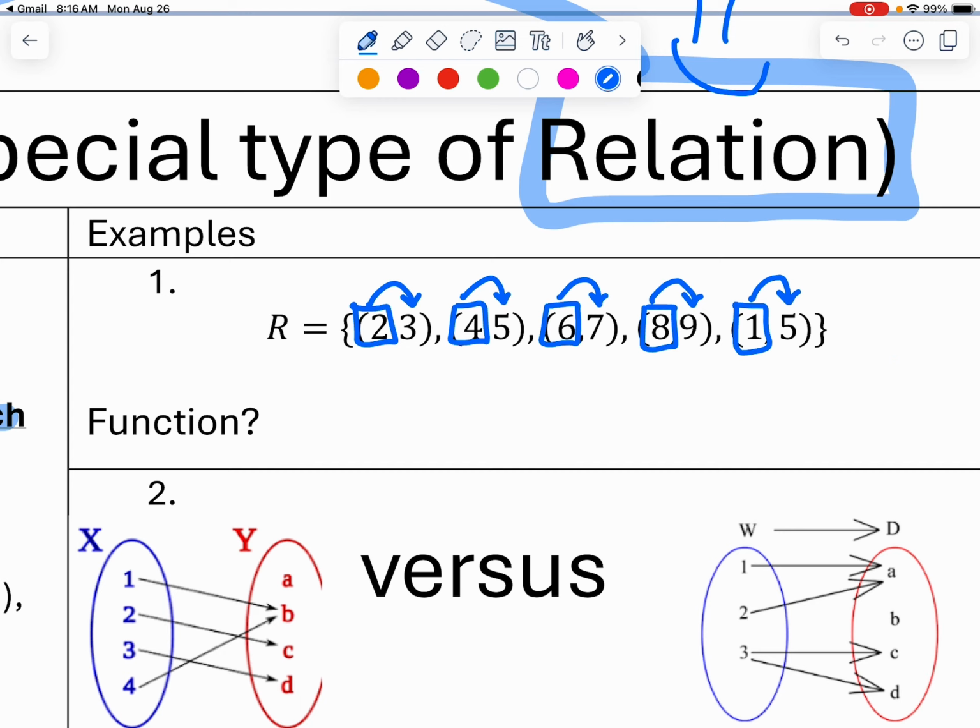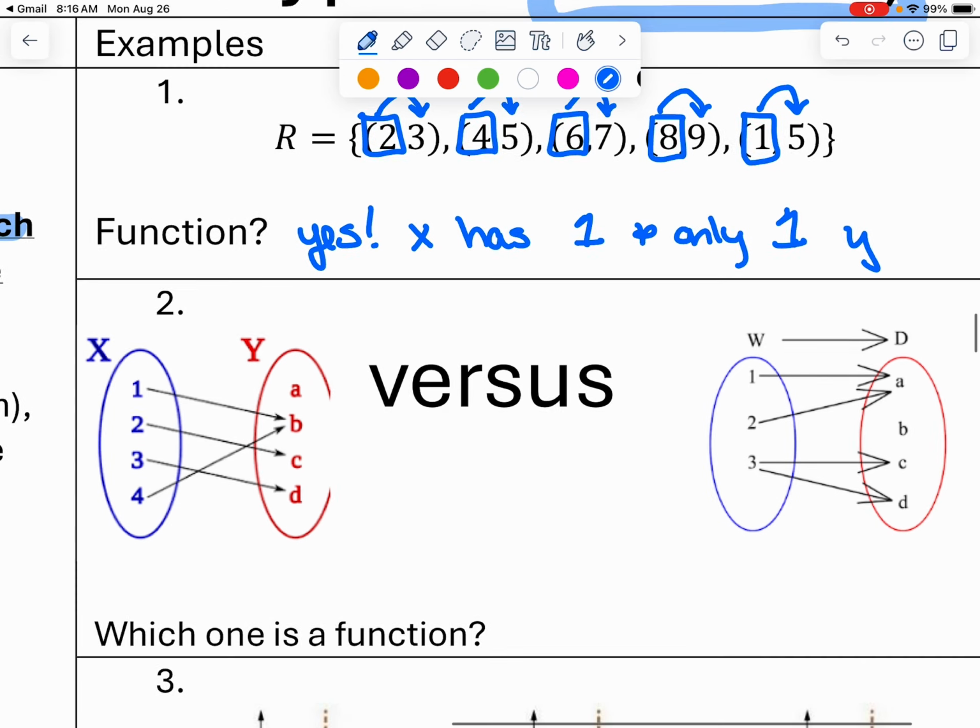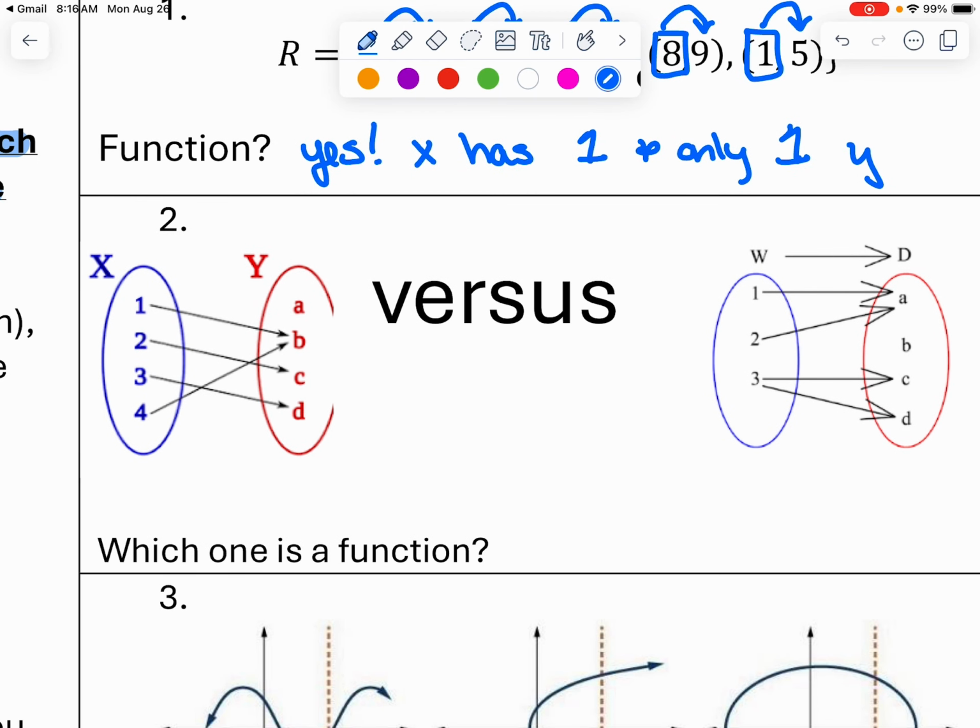However, my original relation, that's good. Yes, it is a function because every x has one and only one y value, or each input has one and only one output. Now let's look at this mapping. I went and found another mapping. One of these is a function and one of them is not.